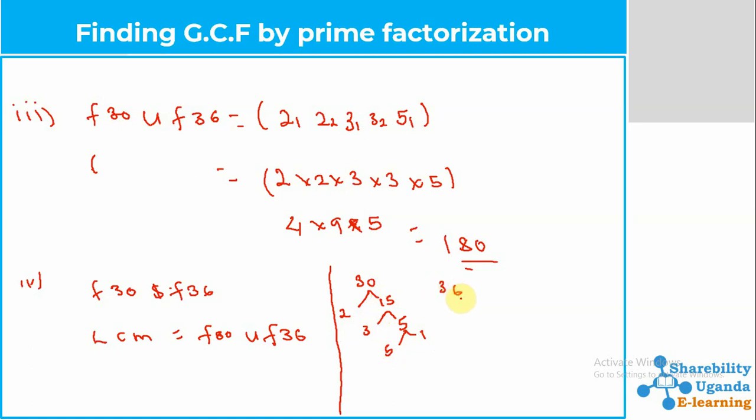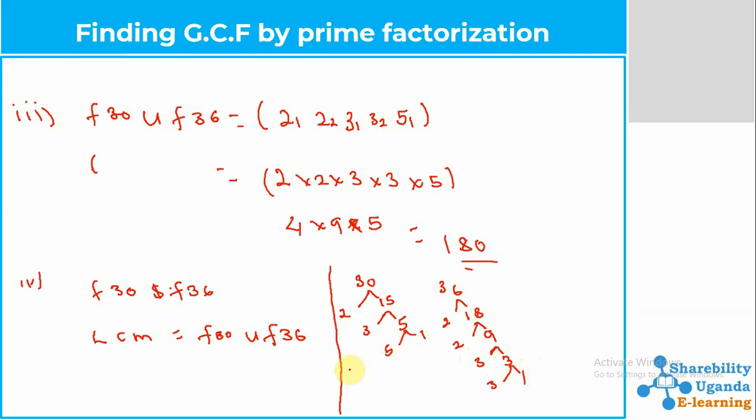Then for 36, we can also use 2. 36 divided by 2 is 18. Also when you use 2, 18 divided by 2 is 9. Then we say 9 divided by 3, we get 3. Then 3 divided by 3, we get 1.